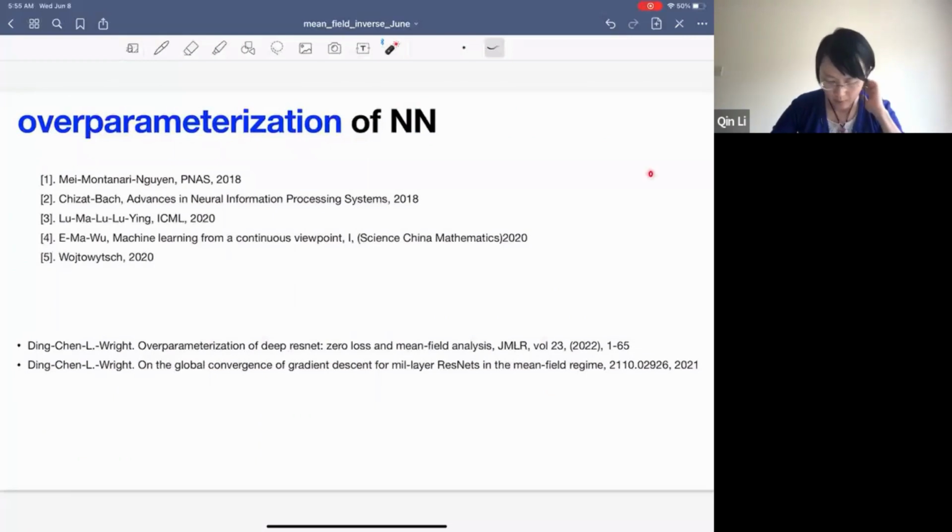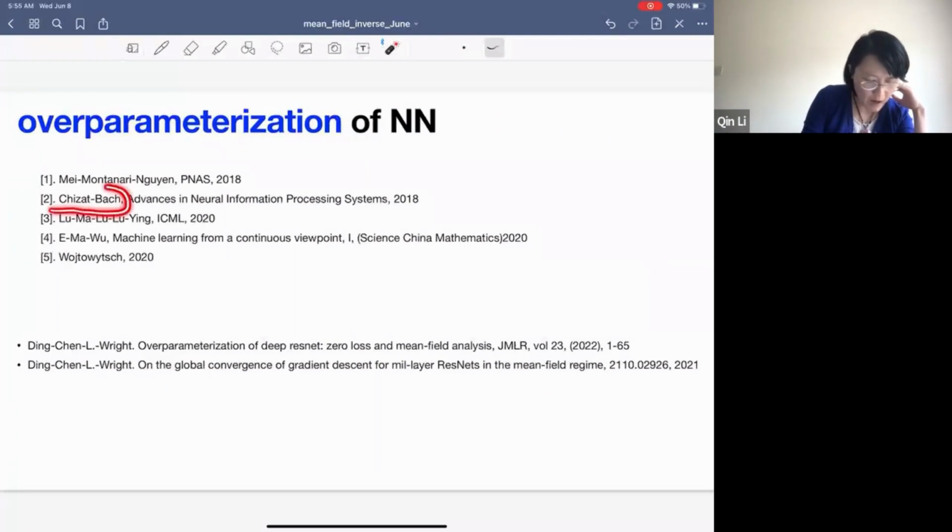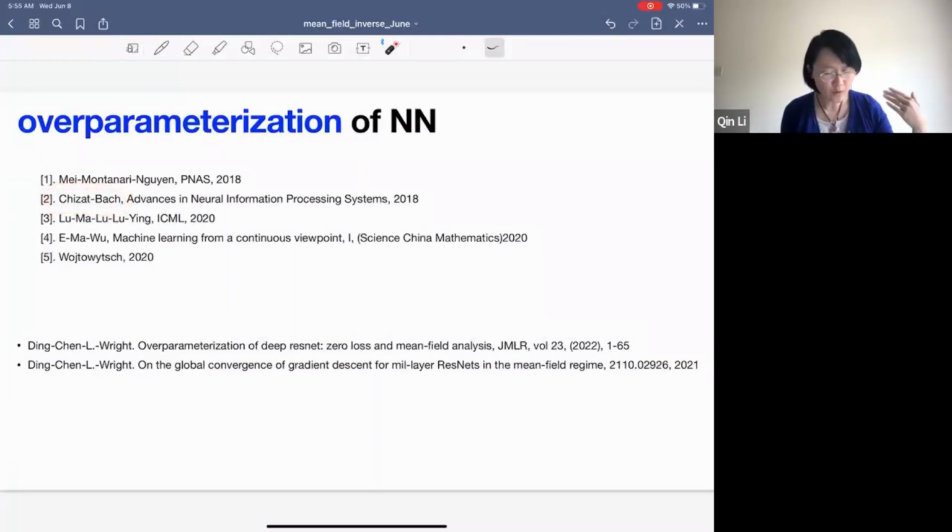So there are a couple of results in this direction. We're mostly inspired by Chizat and Bach, who proposed using the mean field limit or kinetic theory as a toolbox to understand neural networks.